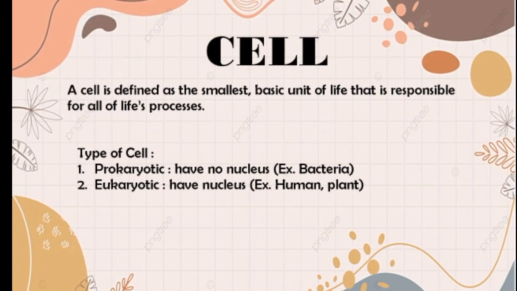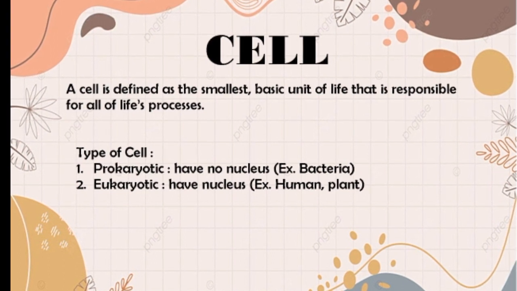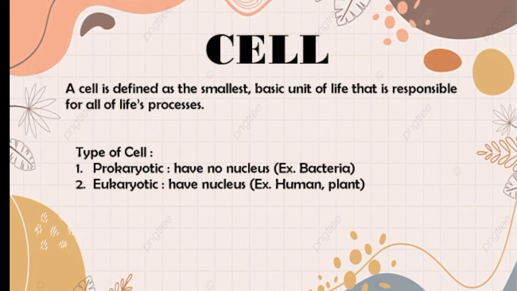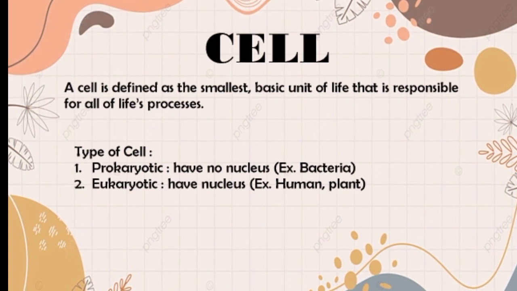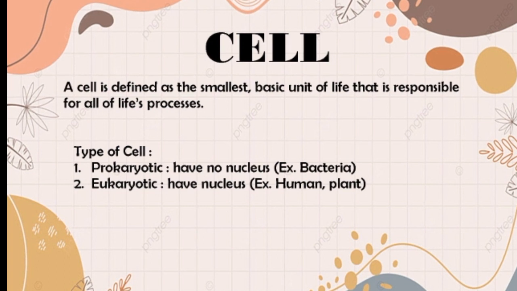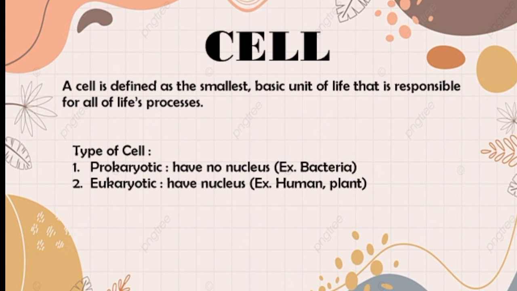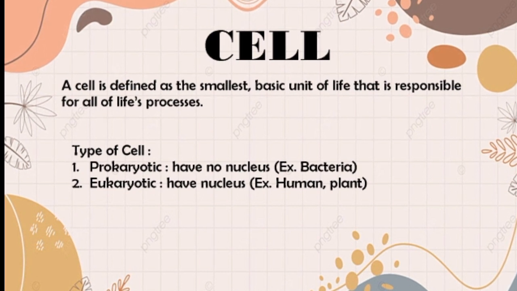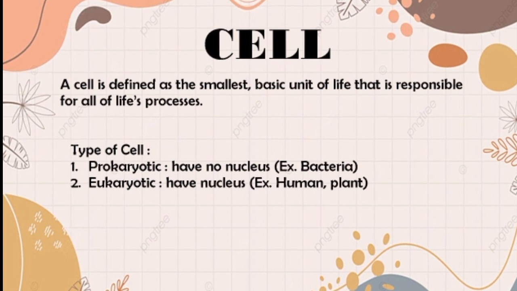There are two types of cell. The first type is prokaryotic. Prokaryotic cells have no nucleus. An example of prokaryotic is bacteria. And then the second type of cell is eukaryotic. Eukaryotic cells have a nucleus. Examples are humans or plants.